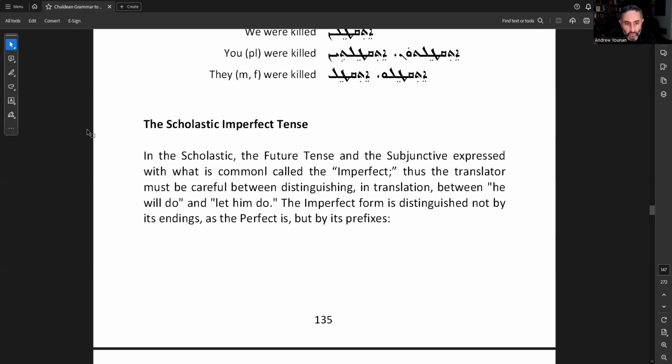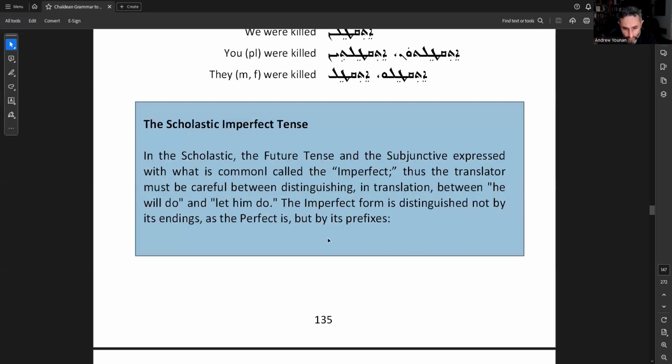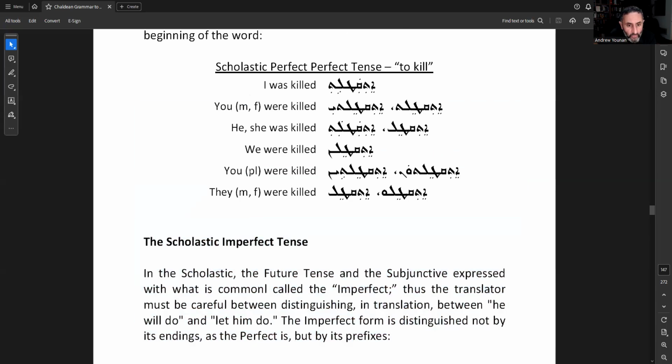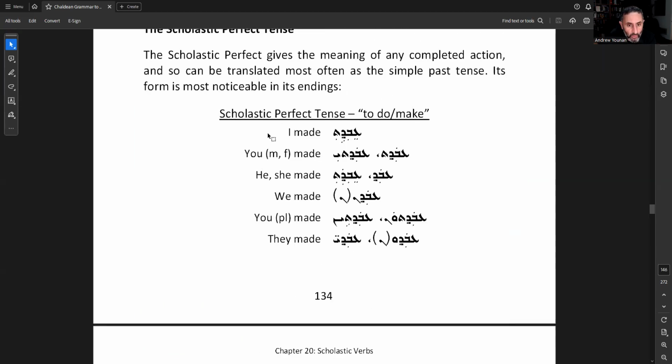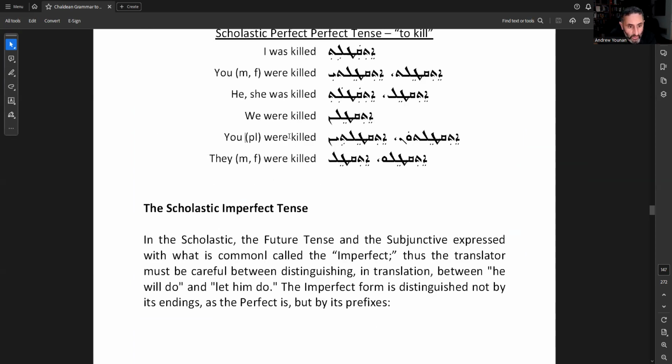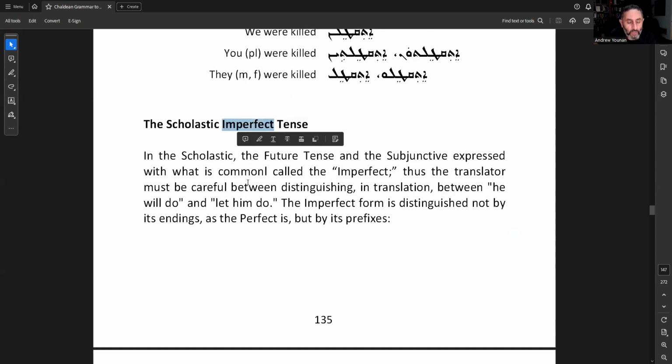Okay, let me just explain what this paragraph was. I wrote it in a kind of a confusing way. The perfect means something that's done and finished, and it can be translated as the past tense. The imperfect can mean two things. It can mean either the future tense, so something that hasn't happened yet, but it can also be a subjunctive.